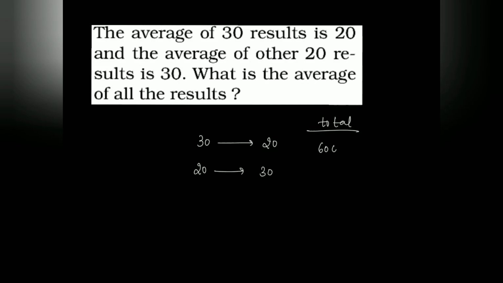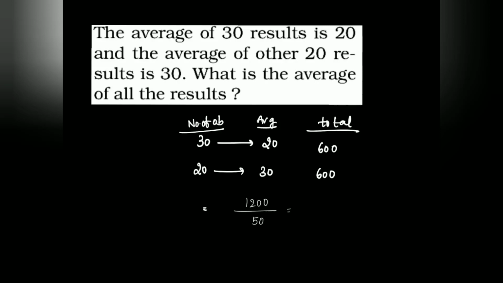Total here is 600, 30 into 20. This is the number of observations, and this one is the average. I'm finding the sum of observations, which is nothing but the total. Now in the second case also the total is 600. We know the average of all the observations is the sum of observations, that is 600 plus 600, 1200, divided by 30 plus 20, the number of observations, which is 50. The 0s cancel, 120 by 5, which is 24.